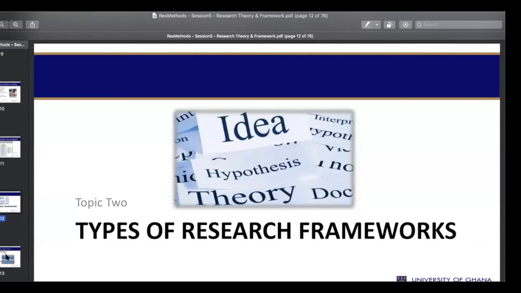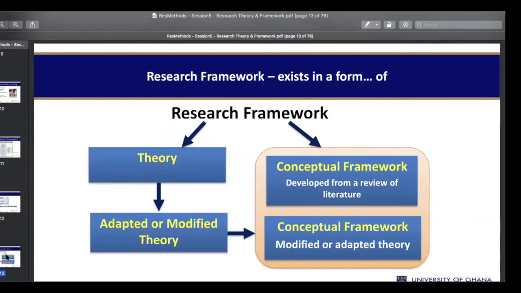Okay, good. So when you are doing your long essay, you need to develop a research framework. There are two types of approaches to develop a research framework. First of all, some students are researching an area in which there is very good theorization. So there's existing theory. I'll give you a detailed definition later, but I'll just use theory as a fact that has been empirically verified over time.